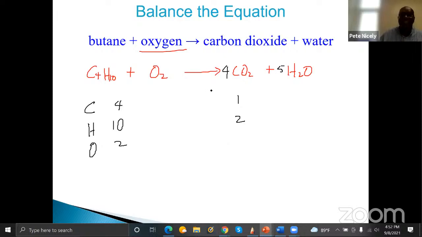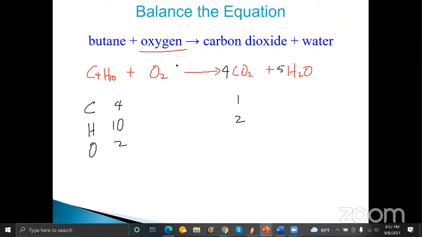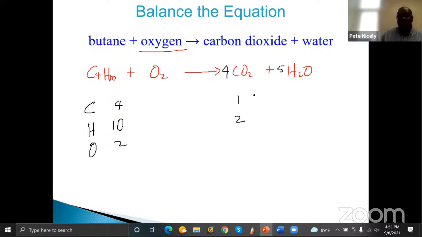Okay, let's see what's in the chat. 13. That's correct, Taryn. You have a total of 13 oxygens on the right. So here we have a situation where we have 2 oxygens on the left and a total of 13 oxygens on the right. So how would you balance this particular situation with the oxygens?